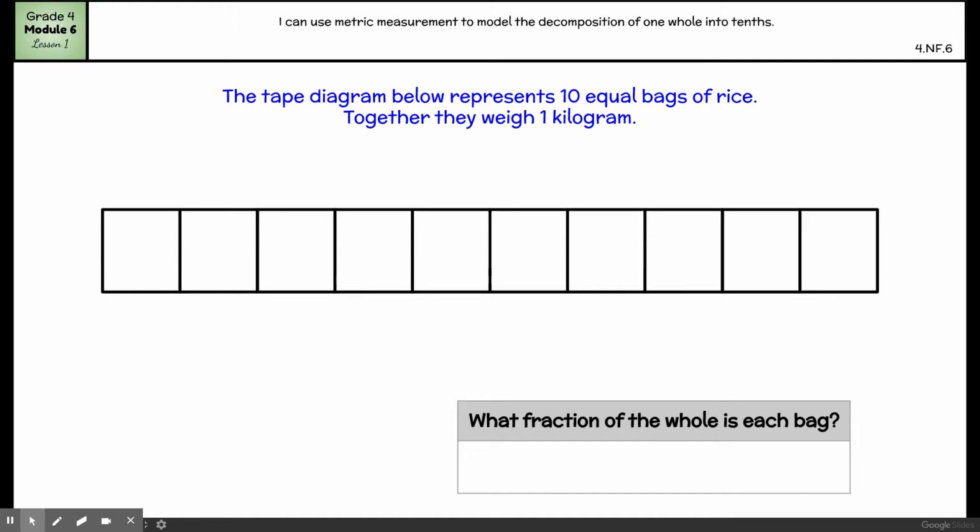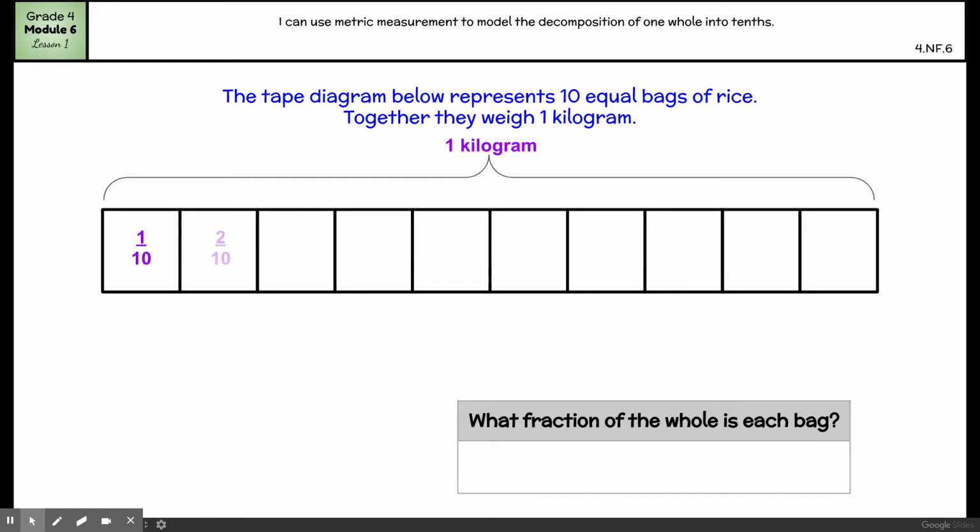It says the tape diagram below represents 10 equal bags of rice. Together, they weigh 1 kilogram. So each of those boxes is a bag of rice. There are 10 altogether, and all 10 of them together make 1 kilogram. So I could go ahead and label every single one of these bags of rice until I get all 10 of them counted. So I know that the first bag is 1/10 of a kilogram, because it's one out of the 10 total that are in this whole unit of 1 kilogram.